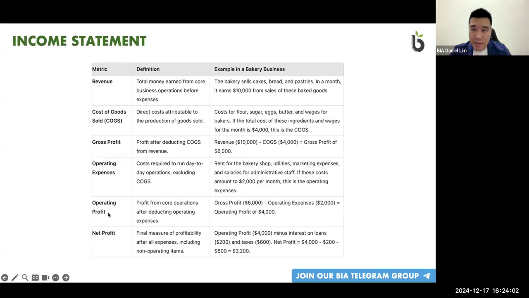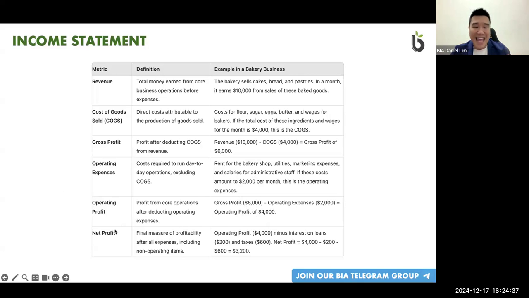So what is operating profit? This is when you take the gross profit minus the operating expenses, and the balance is the operating profit. In our example here, the gross profit is 6,000. You minus the operating expenses of 2,000, then your leftover operating profit is 4,000. So in short, how much operating profit you make from your bakery business after minus everything is 4,000.